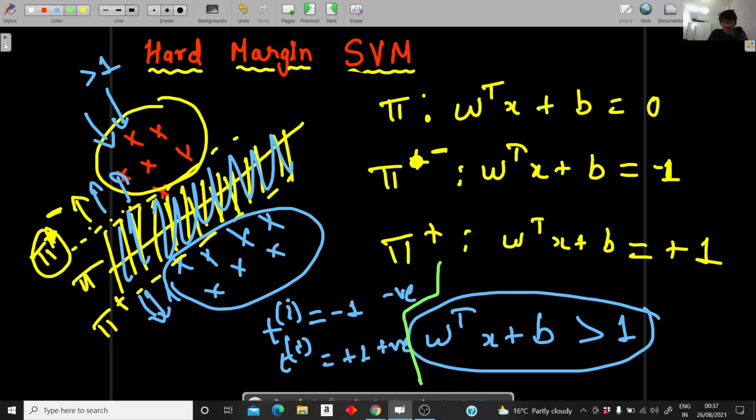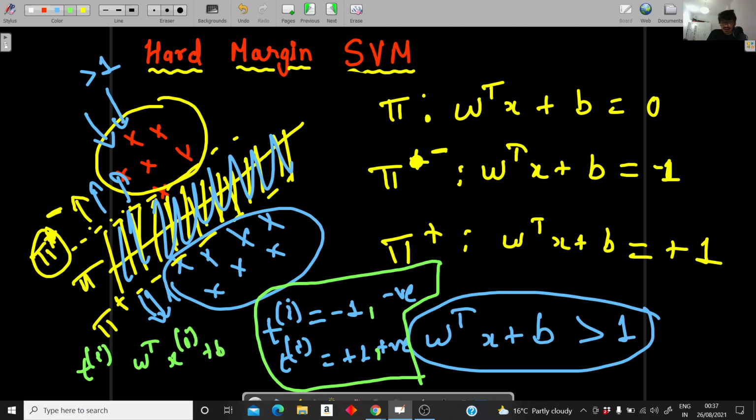So what I wrote here is that I am defining one Ti which is -1 for negative instances and +1 for positive instances. So then what we can say is that if my Ti times (W transpose Xi plus B) is greater than or equal to 1, then our hard margin constraint will be satisfied.